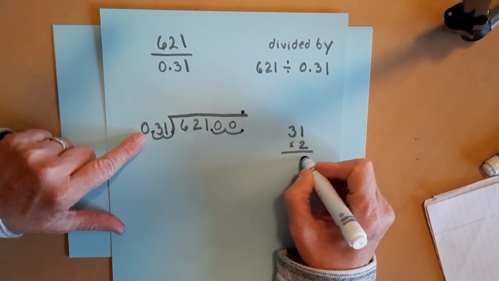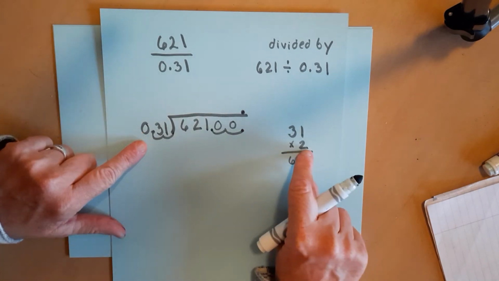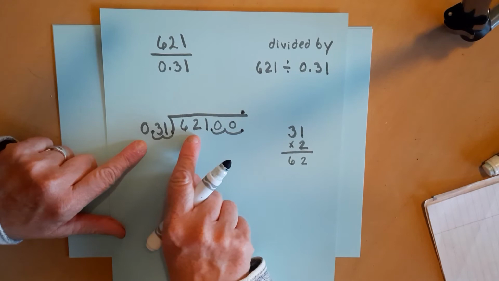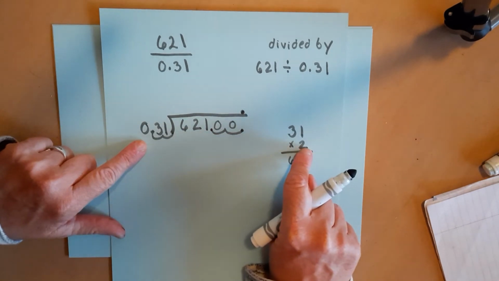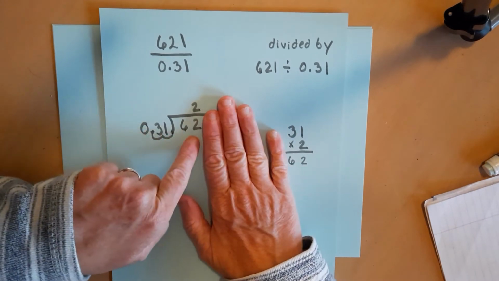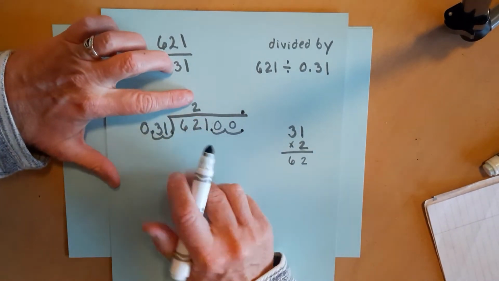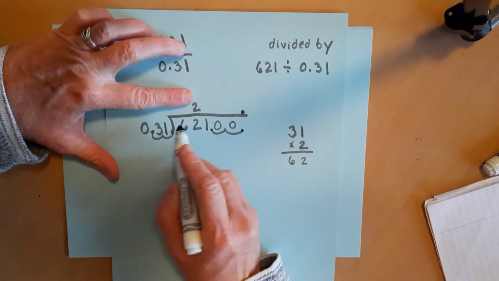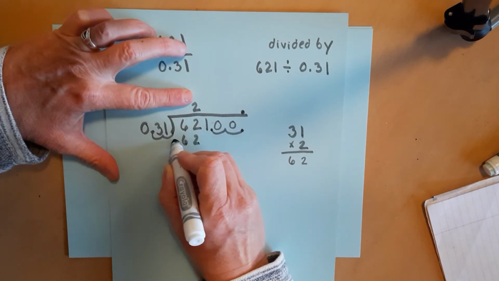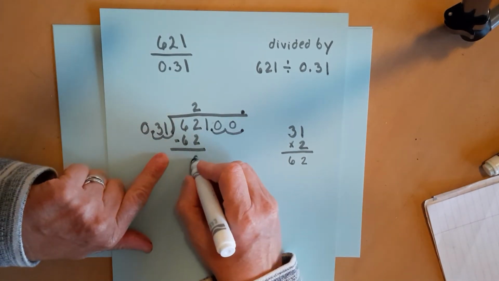So 2 times 1 is 2, and 2 times 3 is 6. So you end up with 62. So we figured out that 31 goes into 62 twice. So we put the number 2 right on top of here, because we were doing 31 into 62. So the answer has to go right above where we were dividing. 2 times 31 is 62. So now we subtract. 62, take away 62 equals 0.